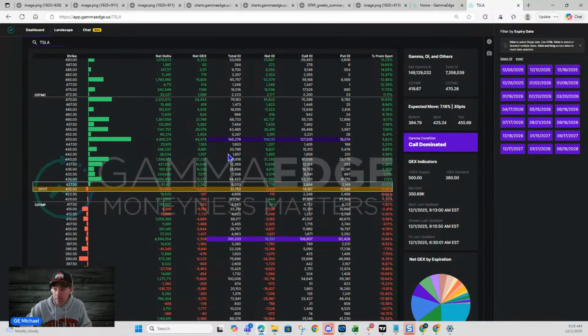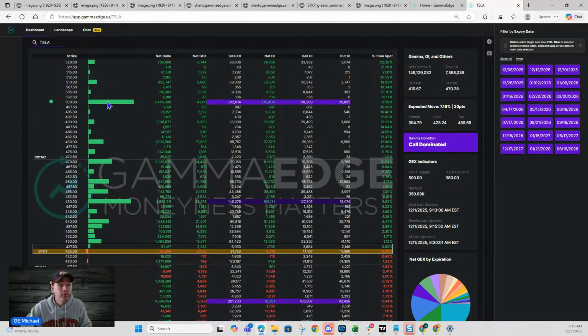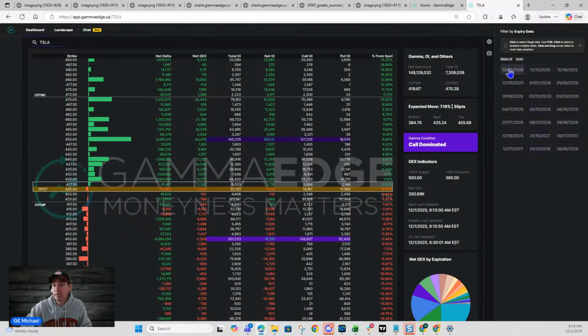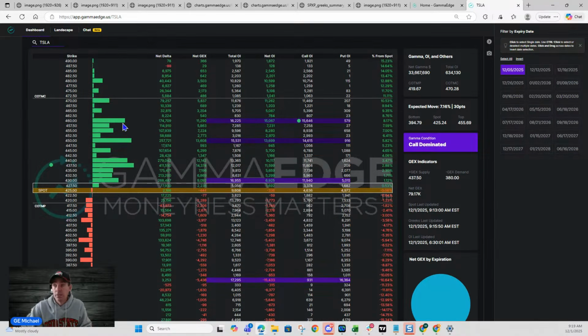Anyway, on to Tesla. Call dominated above and below spot price. Again, structure still looks bullish for out of the money speculation to the upside towards 500. I know before the overall market pullback, we were discussing peak X and COI at 500, which is being maintained. Let's go ahead and look at this week's expiry. COI 460, peak X 437.50. Again, structure looks very bullish for Tesla.